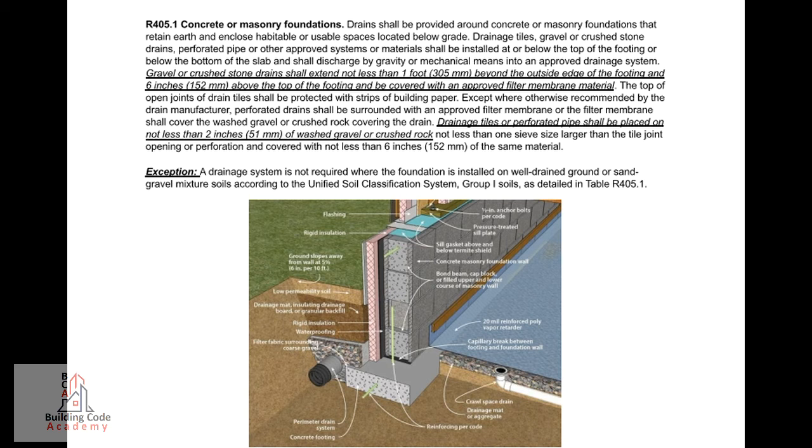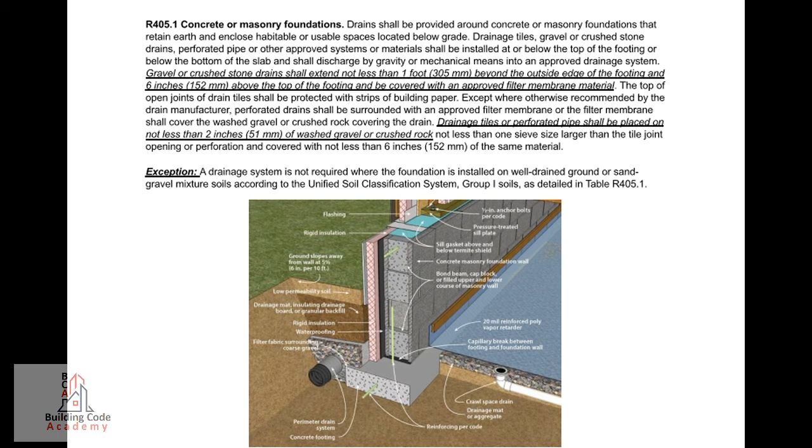R405.1 Concrete or masonry foundations. Drains shall be provided around concrete or masonry foundations that retain earth and enclose habitable or usable spaces located below grade. Drainage tiles, gravel or crushed stone drains, perforated pipe or other approved systems or materials shall be installed at or below the top of the footing or below the bottom of the slab and shall discharge by gravity or mechanical means into an approved drainage system.